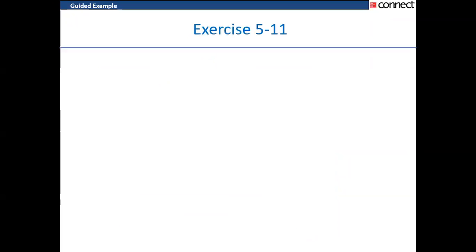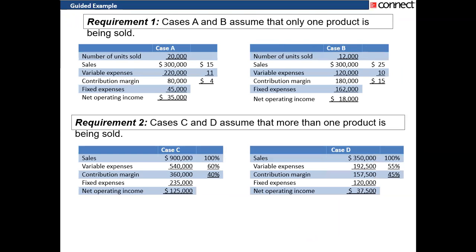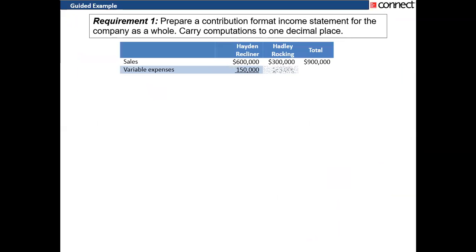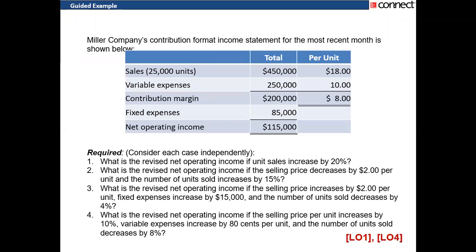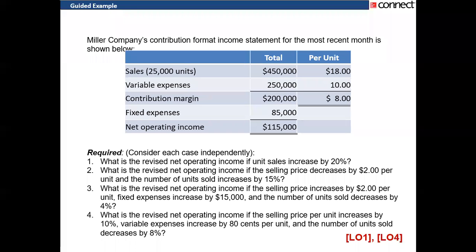Okay, so what we would like to do now is look at another problem, exercise number 513, because I find this problem comprehensive, and we talked about it in the third part of our lecture on the cost volume profit relationship. Okay, exercise number 513. This is a comprehensive problem. Miller Company's contribution format income statement for the most recent month is shown below.